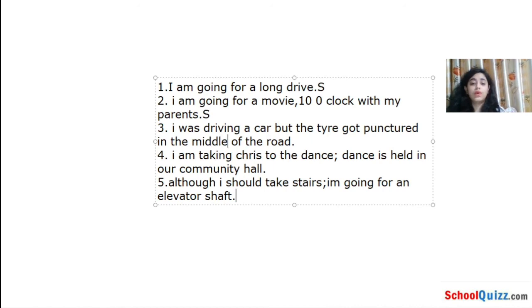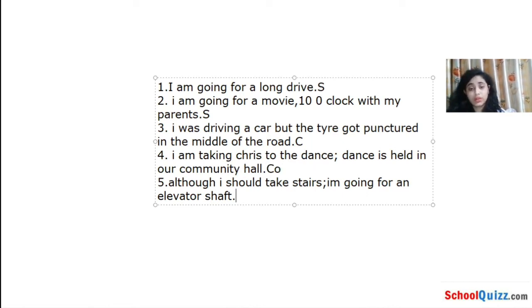Now, moving on to the next sentence. This is a compound sentence. Why? Because I added but in the sentence. Next one, the fourth one, is also a compound sentence. Why? I'm taking Chris to the dance. Dance is held in our community hall. These can be two sentences, but they can be joined with the help of a semicolon. So it is a compound sentence.